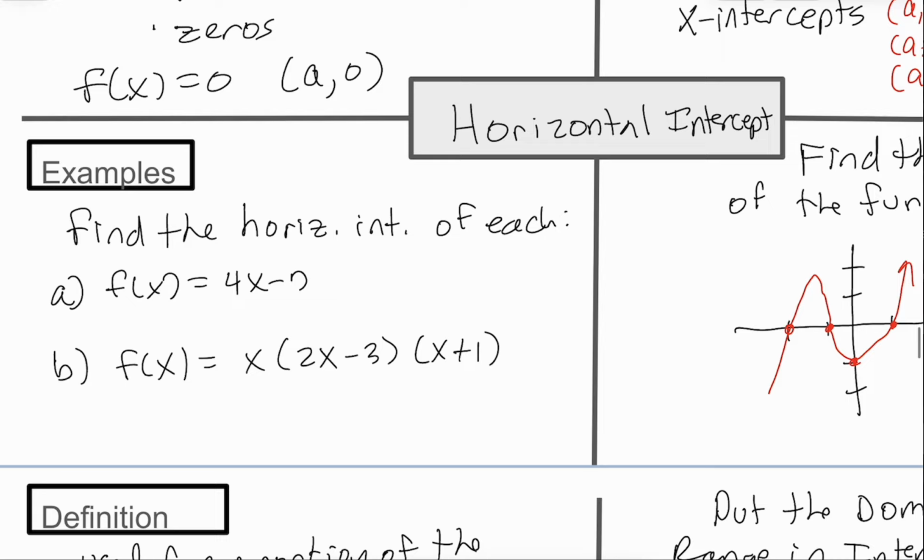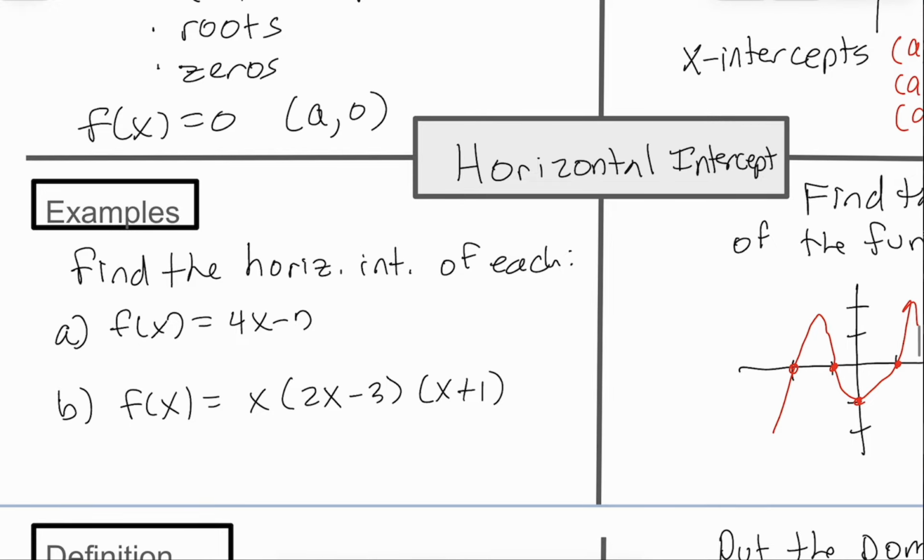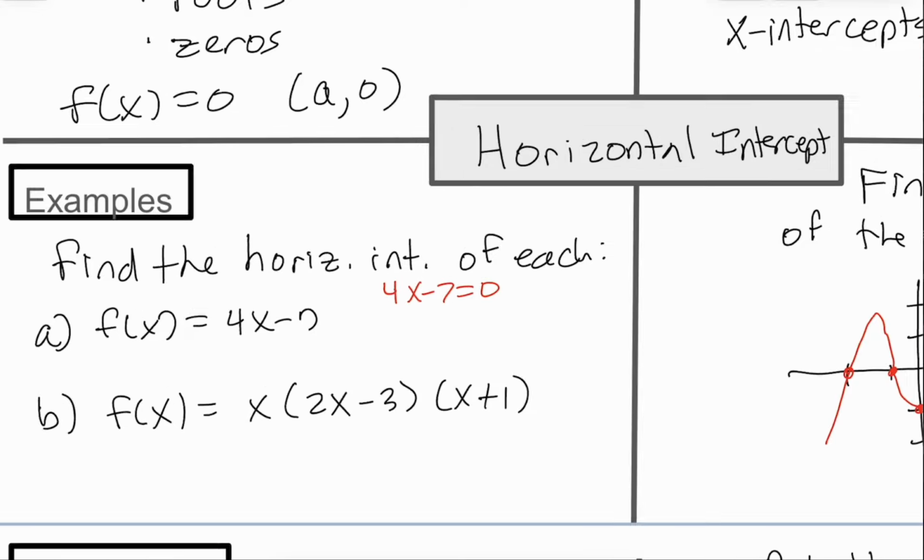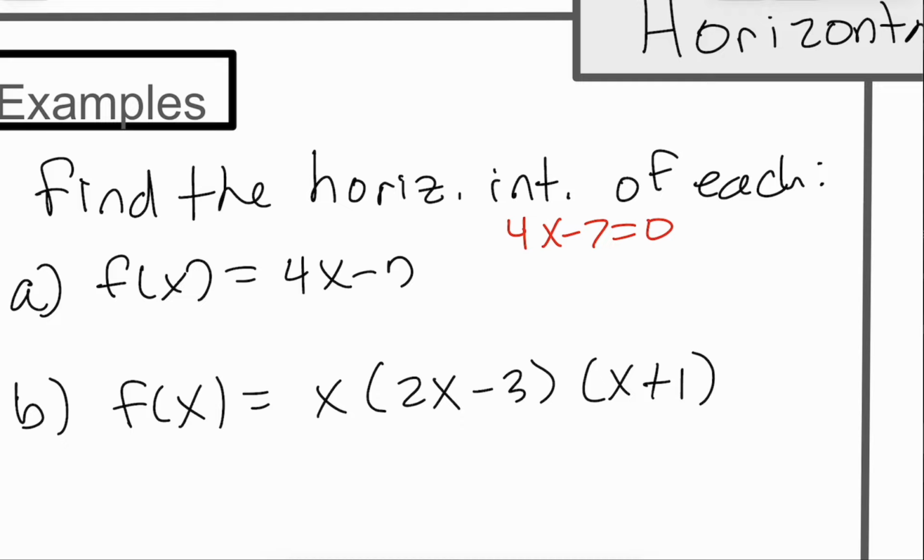So let's do an example in the left corner here. All you're going to do is set the equation equal to 0. And then you're going to solve for x. So I set 4x minus 7 equal to 0. I get 4x equals 7, or x equals 7/4. So that means I hit the horizontal axis, or the x-intercept, or however you want to say it, at the point (7/4, 0).